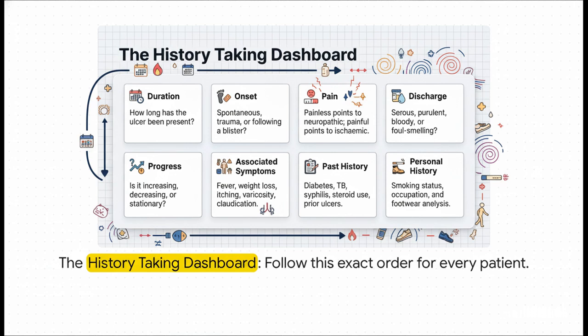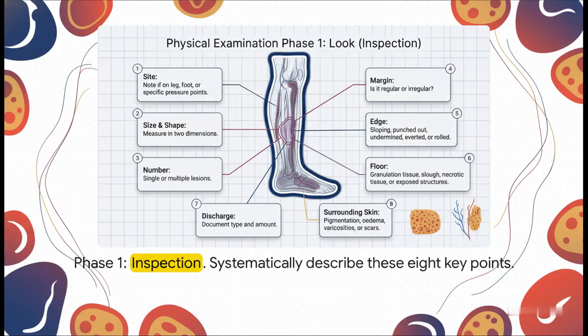You'll ask about any discharge and how the ulcer is progressing. Then you move on to associated symptoms, past history, and of course personal history. Asking about things like smoking and footwear is crucial. After the history, it's time to look. Inspection must be systematic, covering these 8 points.